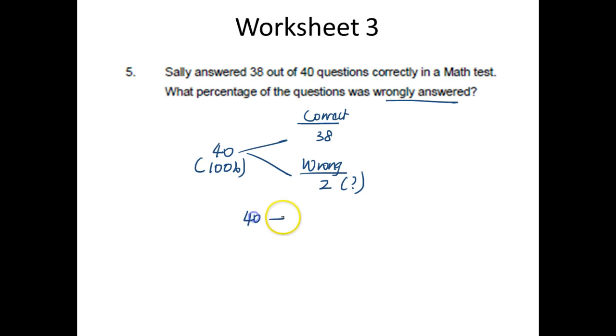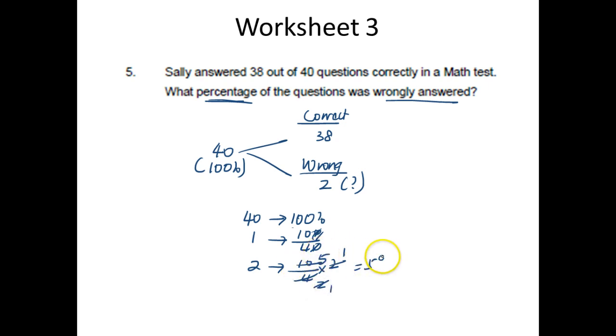So 40 is 100%. Find the percentage. So my percentage is on the right. 1% would be 100 out of 40. And 2 questions, so 10 out of 4 times 2. Divide by 2. 10 divided by 2 is 5. Divided by 2, this is 5. So it's 5% answered wrongly.